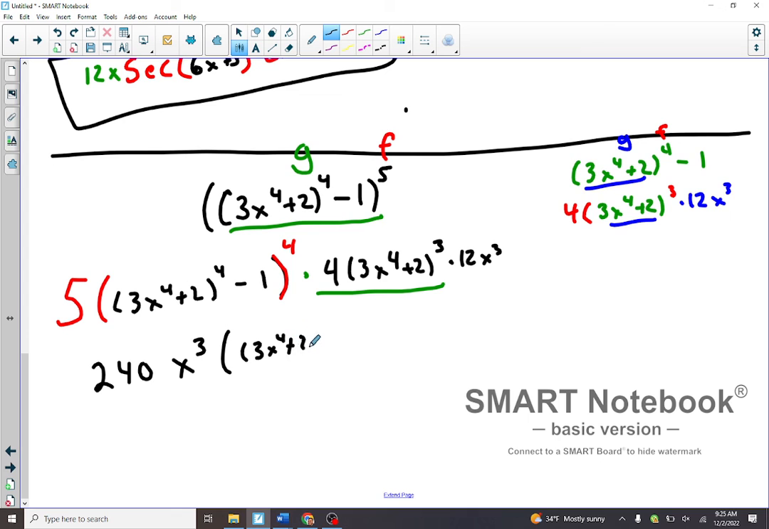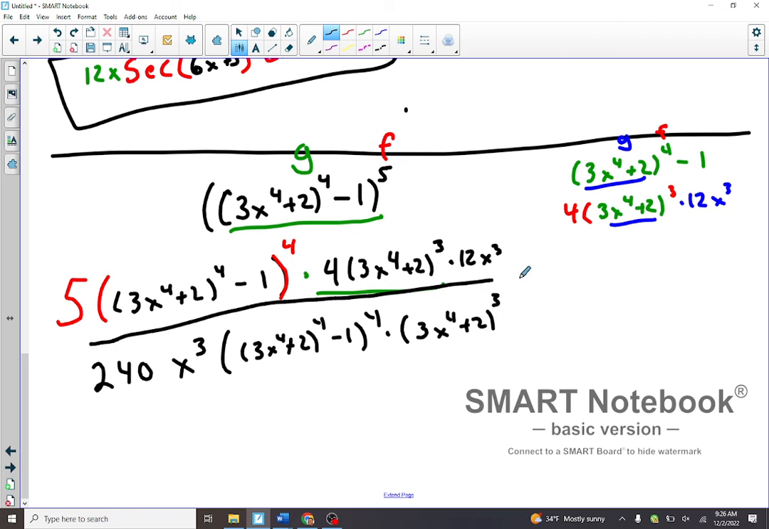Plus 2, times. That'll be it. All right, that covers your quiz. It looks messy, but there's nothing you can really keep going with, so.